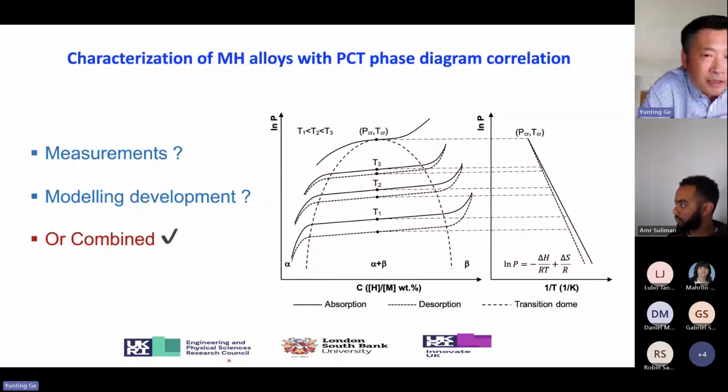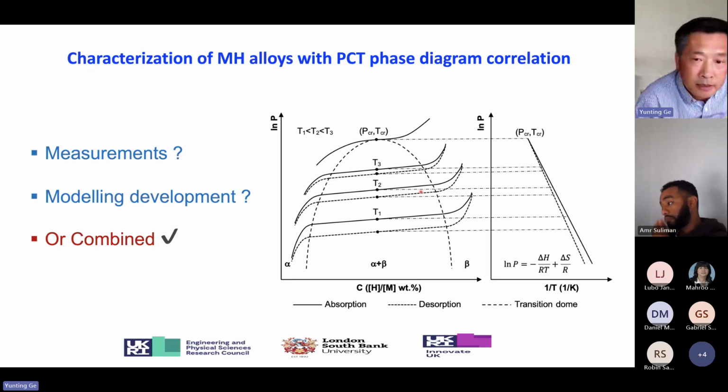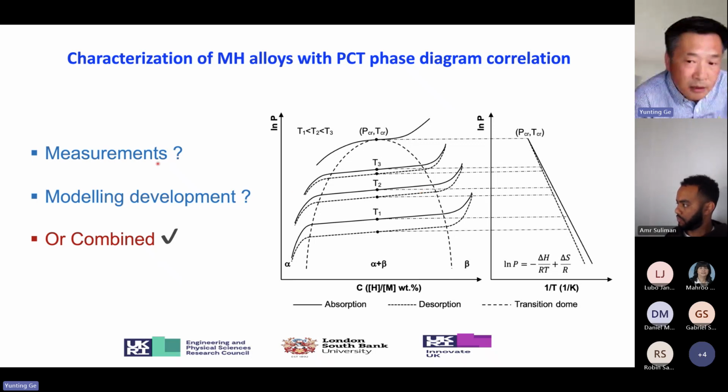So the second part, once we have identified these two metal hydride alloys, we need to do the characterizations of these two identified metal alloys, so that we can draw the relations, the PCT profile similar to this. Of course, you can characterize these metal hydride alloys by means of measurement only. But this is not an easy job, since for each isotherm line, you need to measure more than 100 points. So that will take a longer time to get the measurement result.